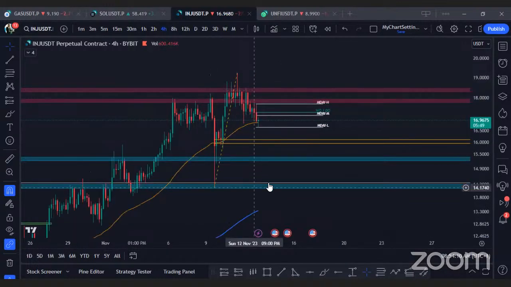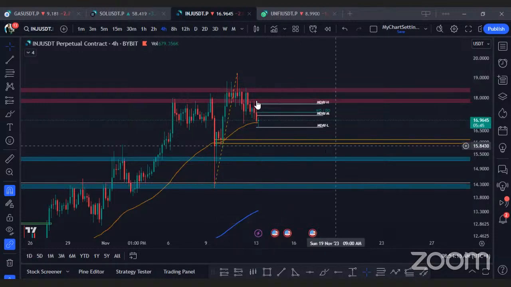Yeah, I want to see INJ come back to this area of $14 to be looking for long. Okay, if INJ comes back to that $14 level, I'll be looking for long from there.